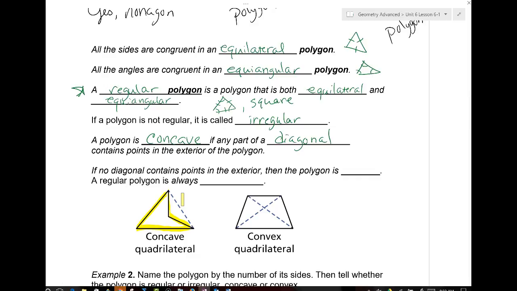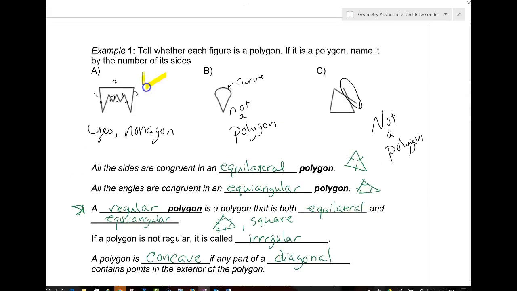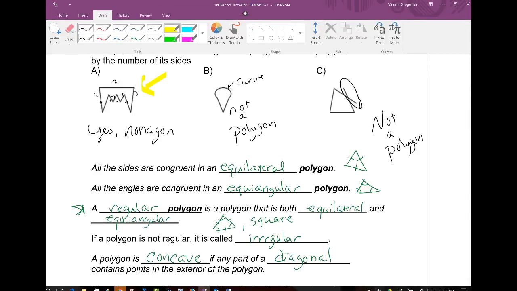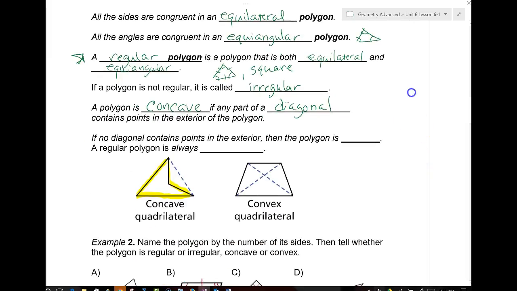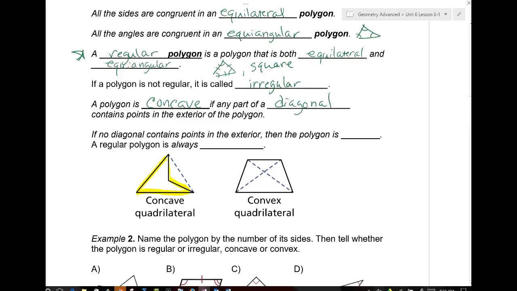So that lovely nonagon way on the top of the page, is it going to be concave? Is that concave right here, guys? Yeah, that's going to be concave. That's the type of terminology they're using. Does that make sense? All right, so concave is caved in. If no diagonal ever goes on the outside of the polygon, it's called convex. Most of the time, but not all the time, we use convex.